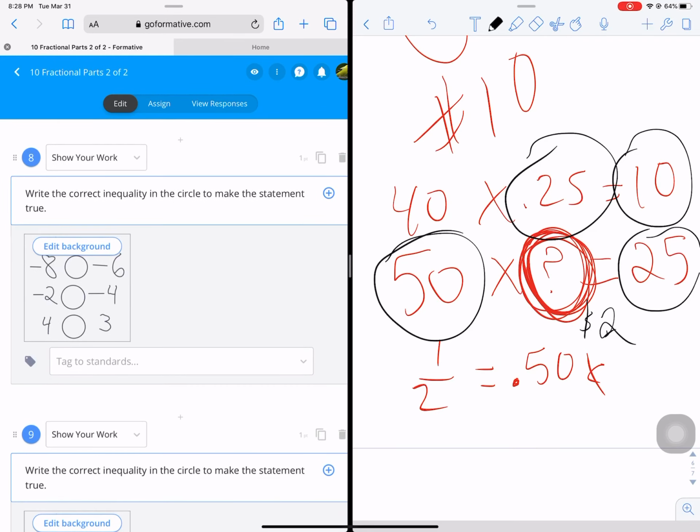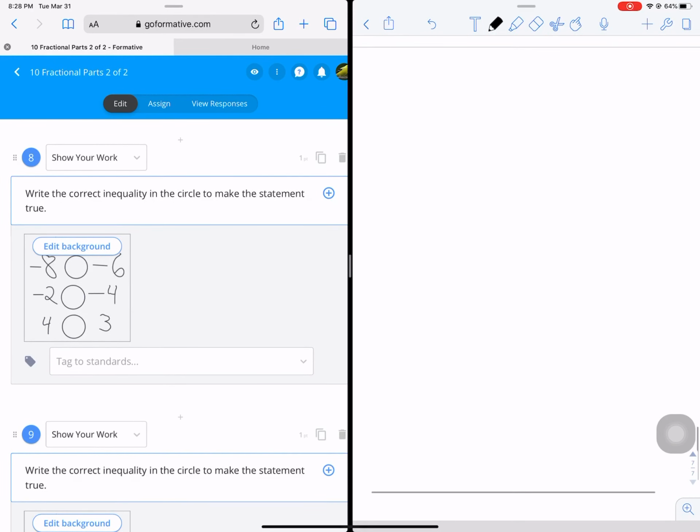Then we get to number 8. Number 8 is greater than, less than, or equal to. Anytime the problem says inequality, greater than, less than, or equal to, you're going to throw one of those signs in between each one of these.